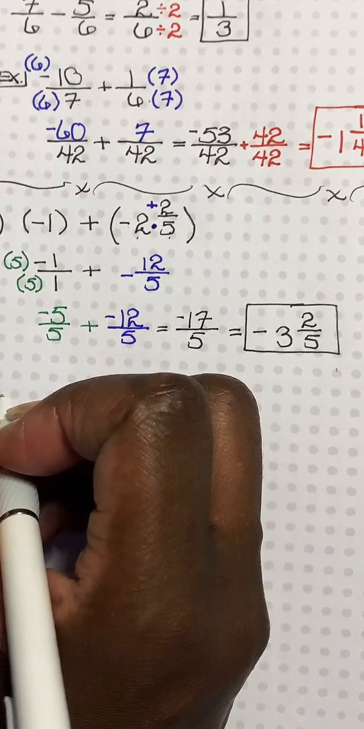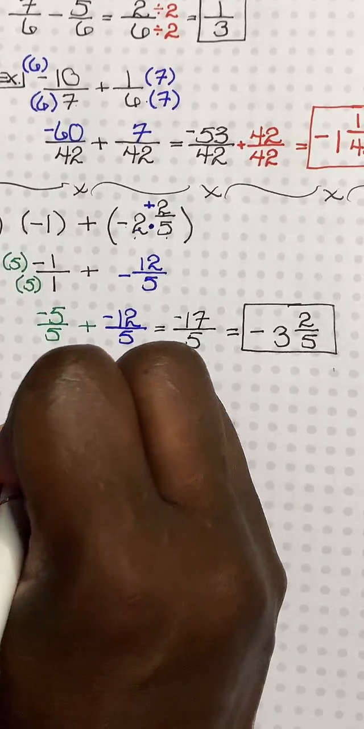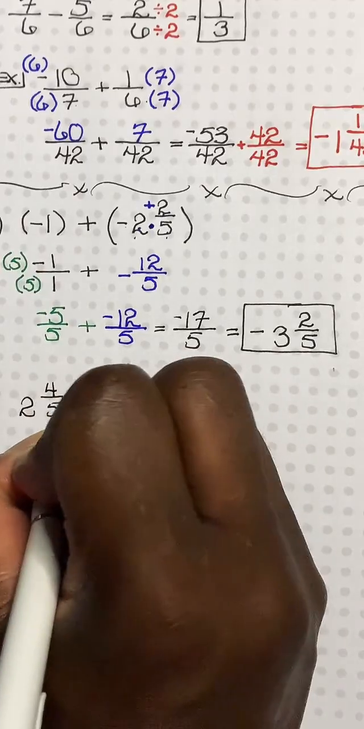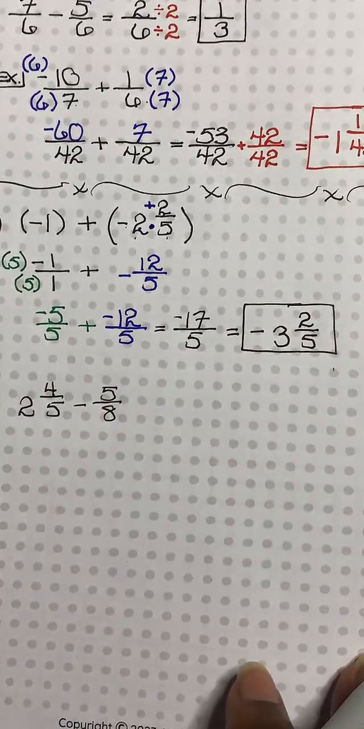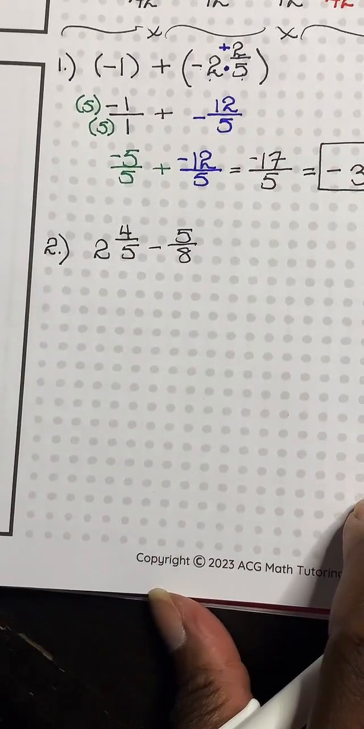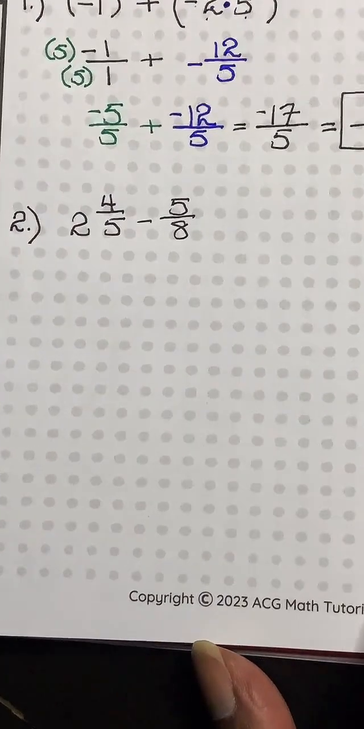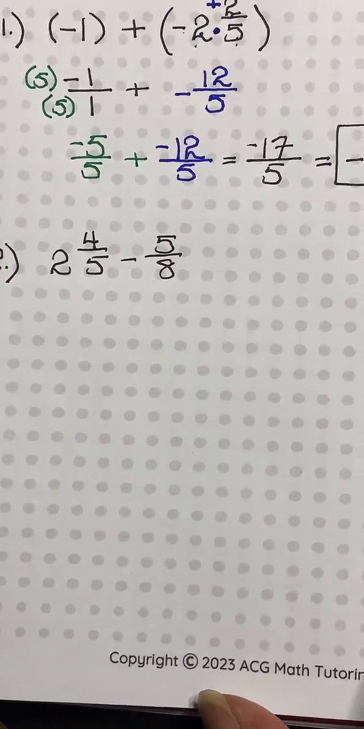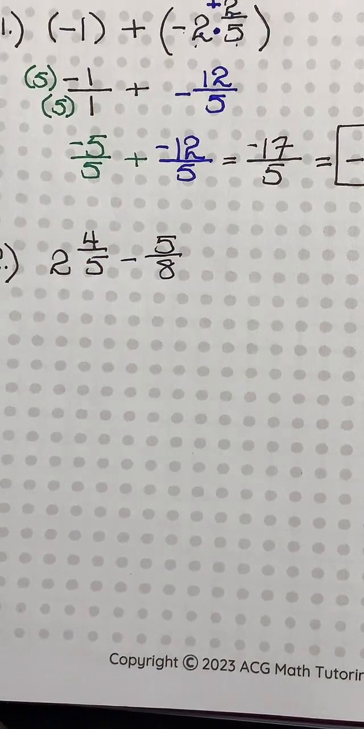All right. So let's try this one. 2 4/5 minus 5/8. Put it up there. Okay, so 2 4/5 minus 5/8. Where did I get the 2 from?